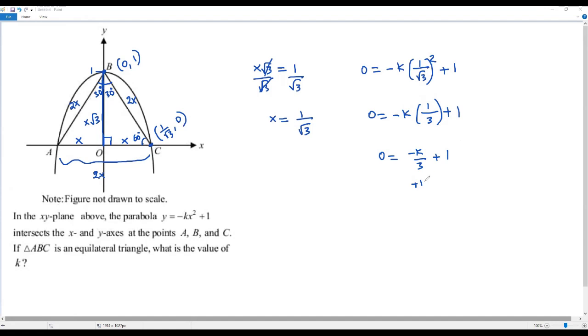Let me add k over 3 to both sides of this equation. When I do so, the negative and positive terms cancel out. On the left side, combining 0 and positive k over 3, I get k over 3. On the right side, we have 1. Our aim is to get the value of k, so we have to get rid of the denominator 3. Let me multiply both sides by 3. Then this 3 cancels out, and I get k on the left side. On the right side, 1 times 3 is 3. Okay, here I got the value of k. The value of k is 3.